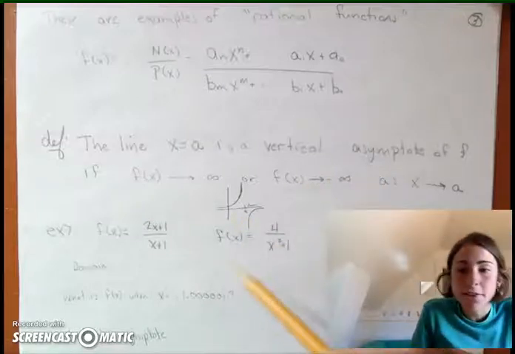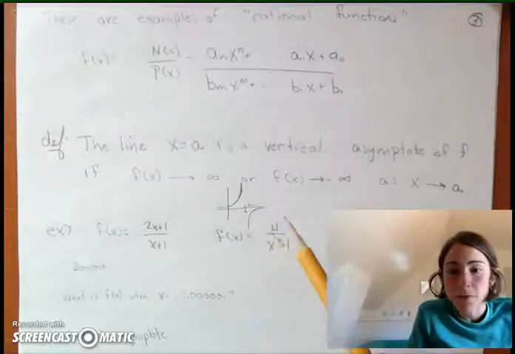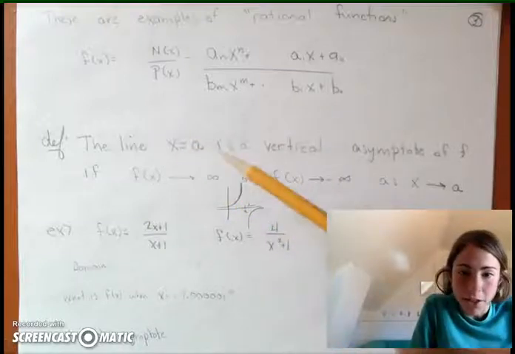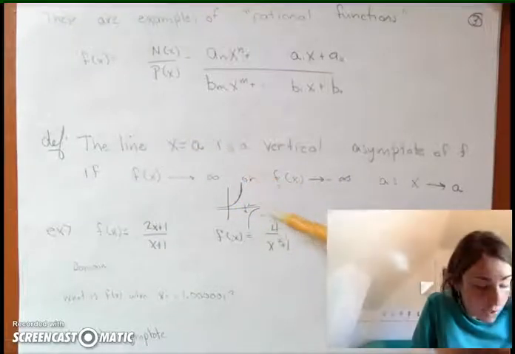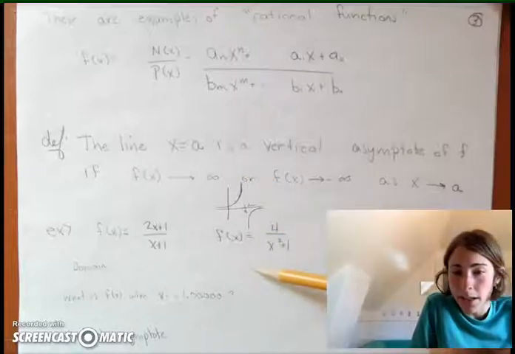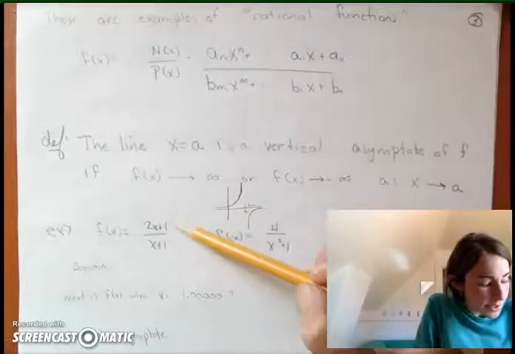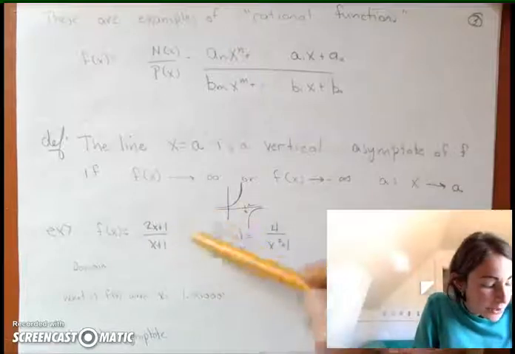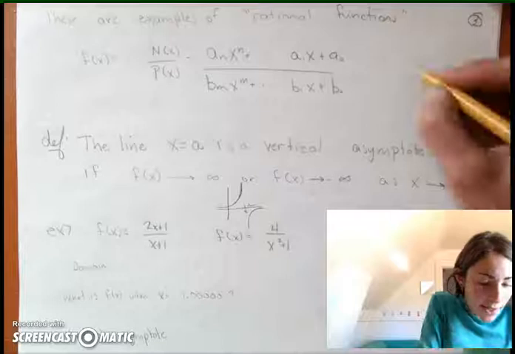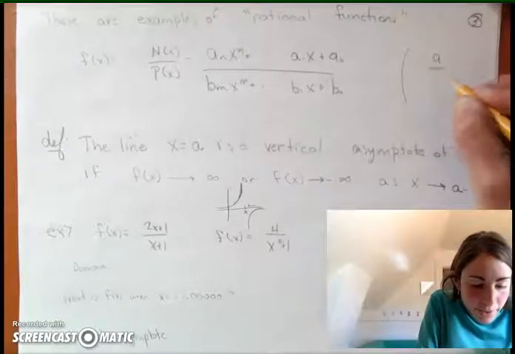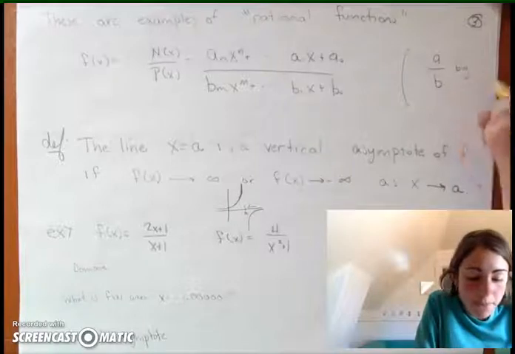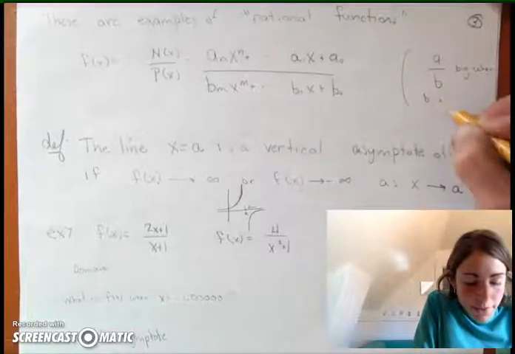So what we need to think about when we're trying to figure out where a vertical asymptote might be is which x values of a function are going to make the function really, really big or really, really small in the negative direction. So let's look at this one, 2x plus 1 over x plus 1. Well, this is just a fraction, right? So if you have a fraction, a over b, this will be big when b is small. So when b is close to 0.